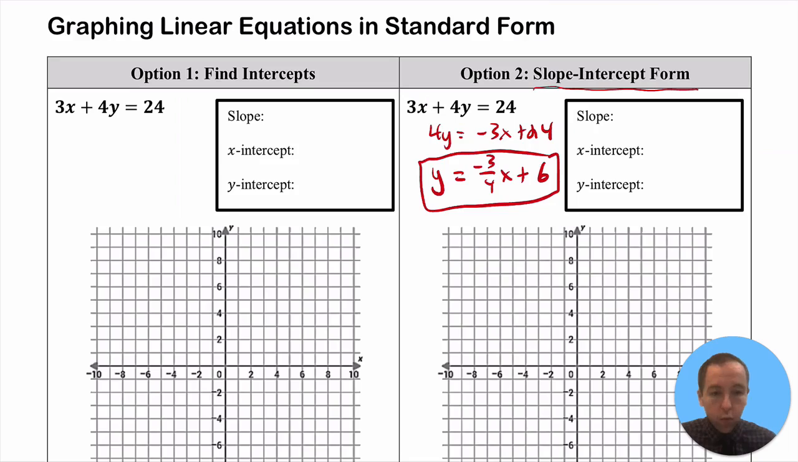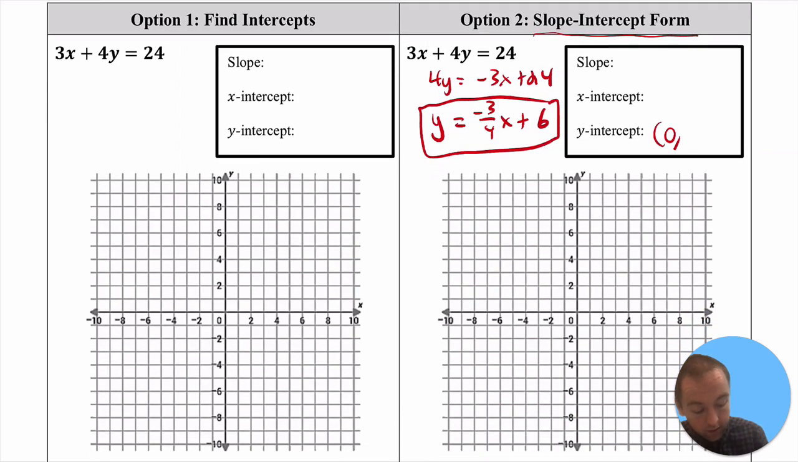And then based on what we were doing just previously, okay, my y-intercept's at 6 and my slope is going to be -3/4. So to graph this line, I can start at 6 for the y-intercept and then do a rise of -3 and a run of 4. And then you'll be able to get a nice, accurate sketch of the graph of your line accordingly.